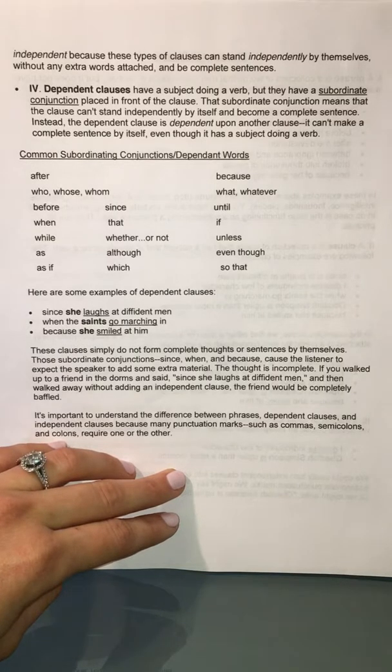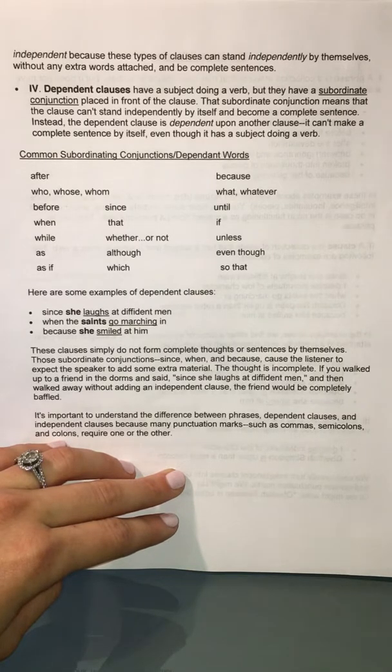Those previously listed clauses are examples of independent clauses because they can stand by themselves without needing anything else. They don't need any extra words or thoughts. They are already complete sentences. The second type of clause that we have is a dependent clause.